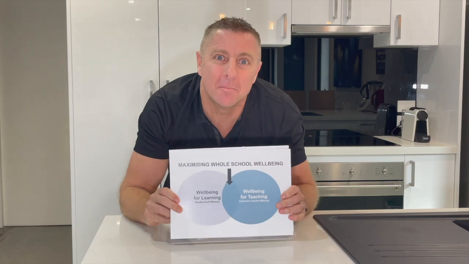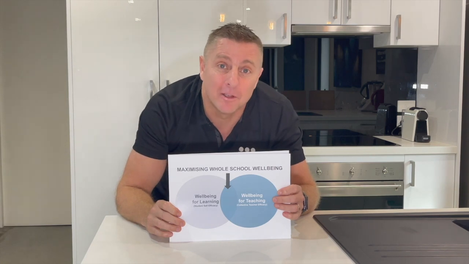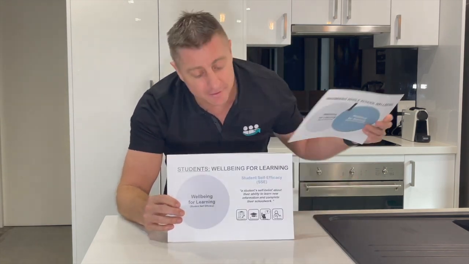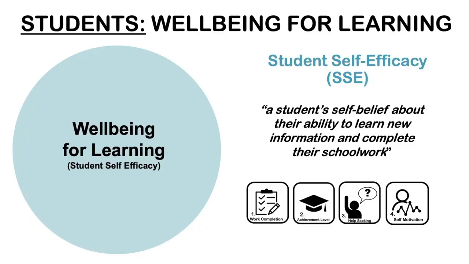And that takes us to our model of how we maximize whole school well-being: two interconnected systems for teaching and for learning. Let's dig into the first one now. Let's talk about students and well-being for learning. We use that beautiful research by Albert Bandura and his colleagues, which said there are four underlying things that need to go right to maximize well-being for learning.